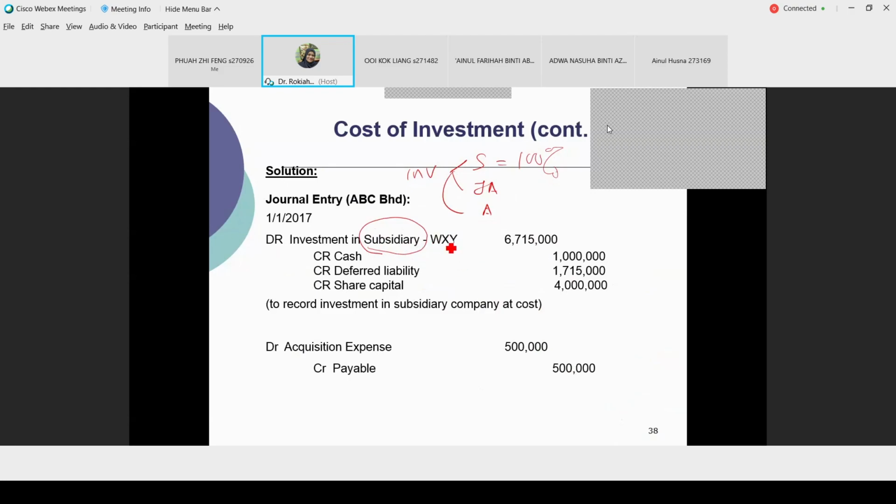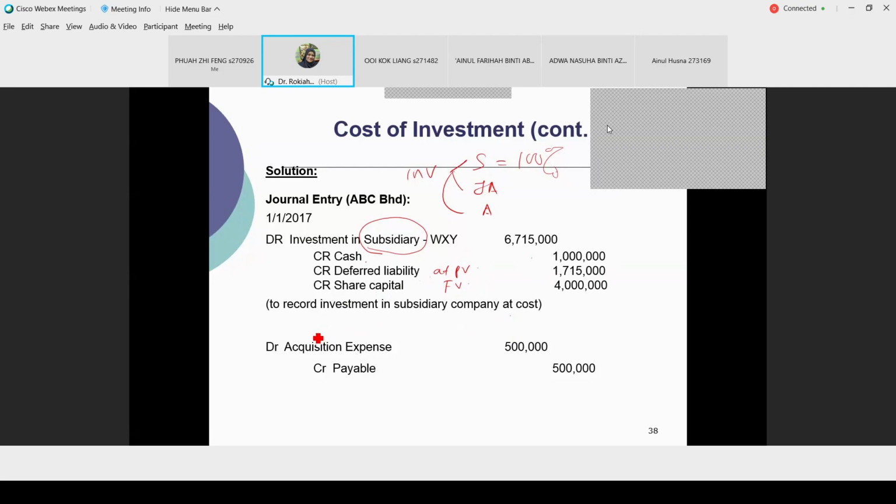So assuming that you have more than one subsidiary, your subsidiary here is WXY, 6,715. Credit cash 1 million that was incurred. Credit deferred liability at present value. And then credit share capital at fair value, for the shares that you issued. So this is your journal entry to record the investment in subsidiaries.